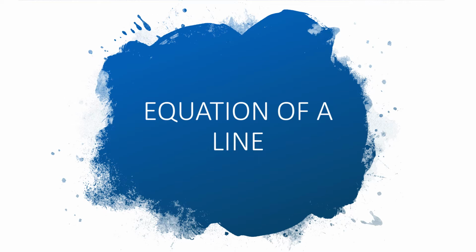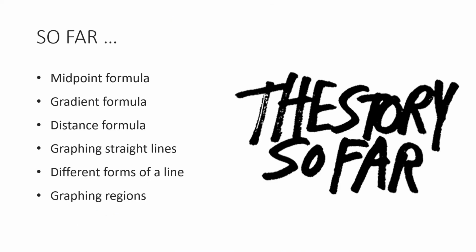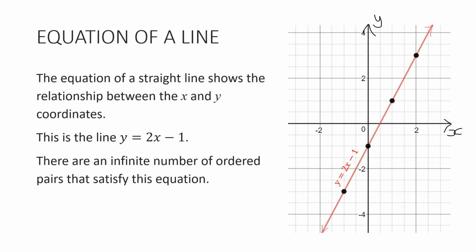In this video we're going to look at the equation of a line. So let's have a look what we've learnt so far. We've learnt the midpoint, gradient and distance formulas, how to graph straight lines, the different forms of a line, and how to graph regions. Now remember in the last video we learnt that the equation of a straight line shows the relationship between the x and the y coordinates, and this line y equals 2x take away 1 shows an infinite number of ordered pairs that satisfy the equation.